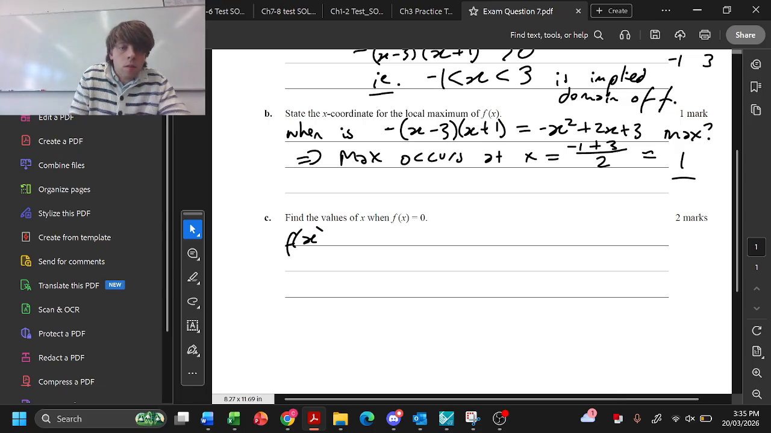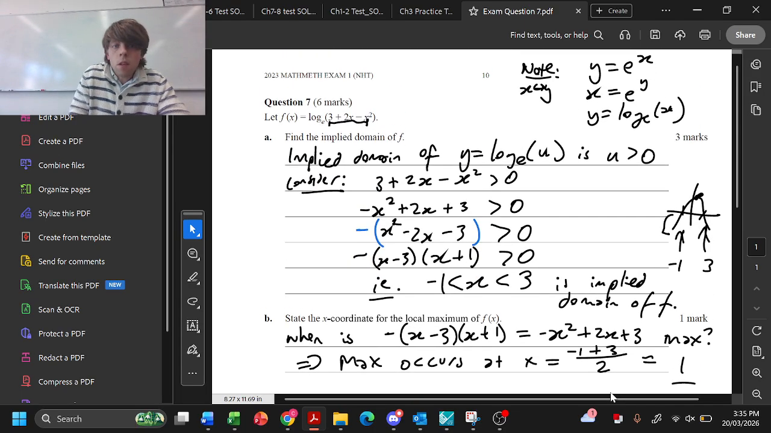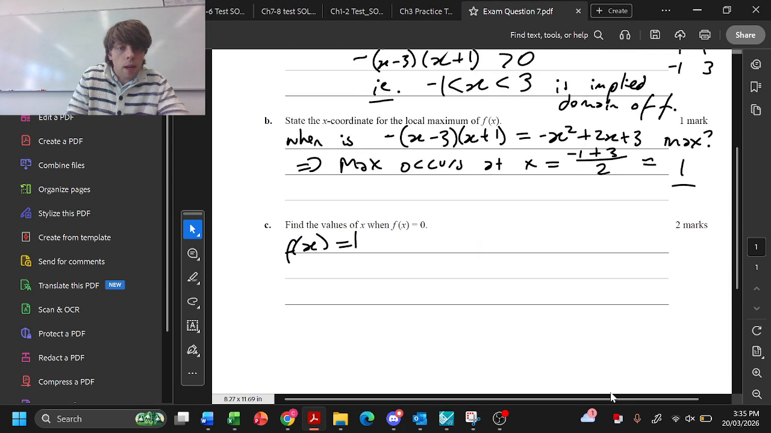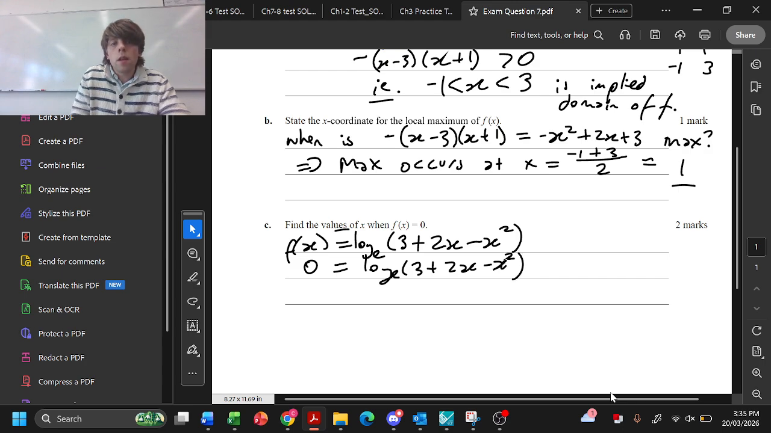Now f of x, we can see from up here, is equal to log e of all of that stuff. So let me write that out. Log e of 3 plus 2x minus x squared. Now we want to know, when does f of x equal 0? So let's go ahead and replace that with 0. This is what we're trying to solve. We're looking for values, so we should probably get more than one value. There's usually a little hint in these questions. So let's go about trying to solve this.